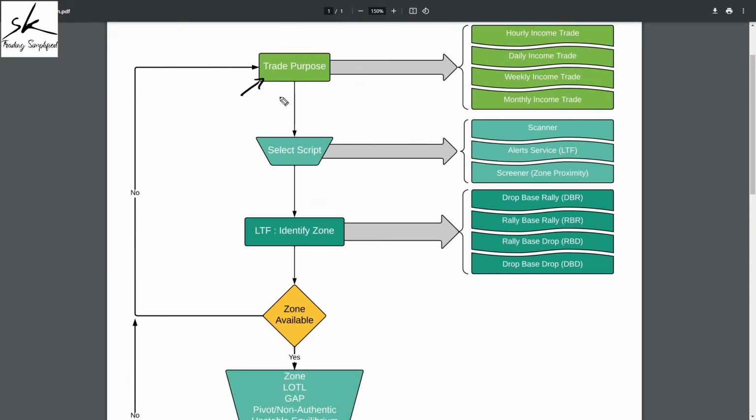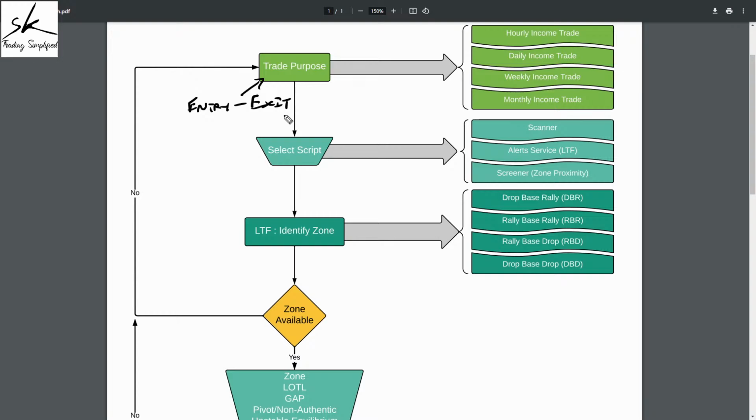And what do we mean by trade purpose? Trade purpose implies the expected duration of the trade, which is from the time you enter the trade to the time you exit the trade. Now, why are we starting with the trade purpose? The reason is when we do our analysis, the charts that we use are time-based charts, and we have n number of time frames available to us.